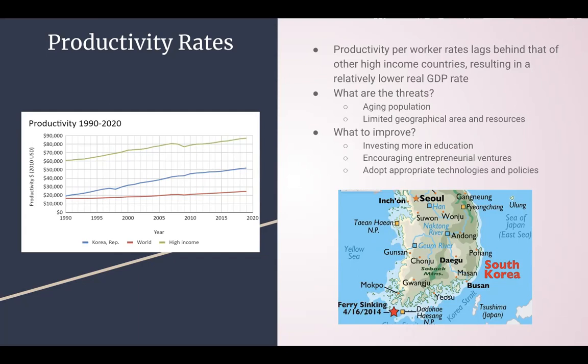Now, based on these factors, it would be hard to maintain even its current rate of productivity growth with an older population, as labor force participation would decrease. In order to address these issues, South Korea must look into adopting appropriate technologies and policies to be able to leverage more productivity per worker.